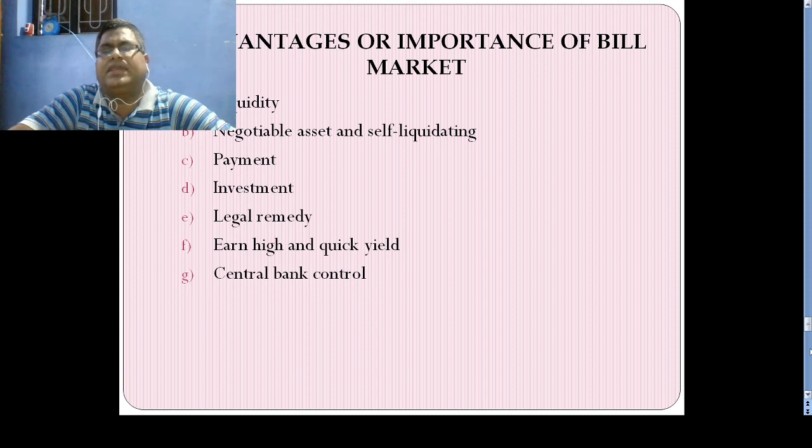High and quick yield, and central bank control are also necessary in this type of bill market. Central bank control means the bill market operates under the purview of the RBI. Through central bank control, the funds can be properly managed in a sound manner.